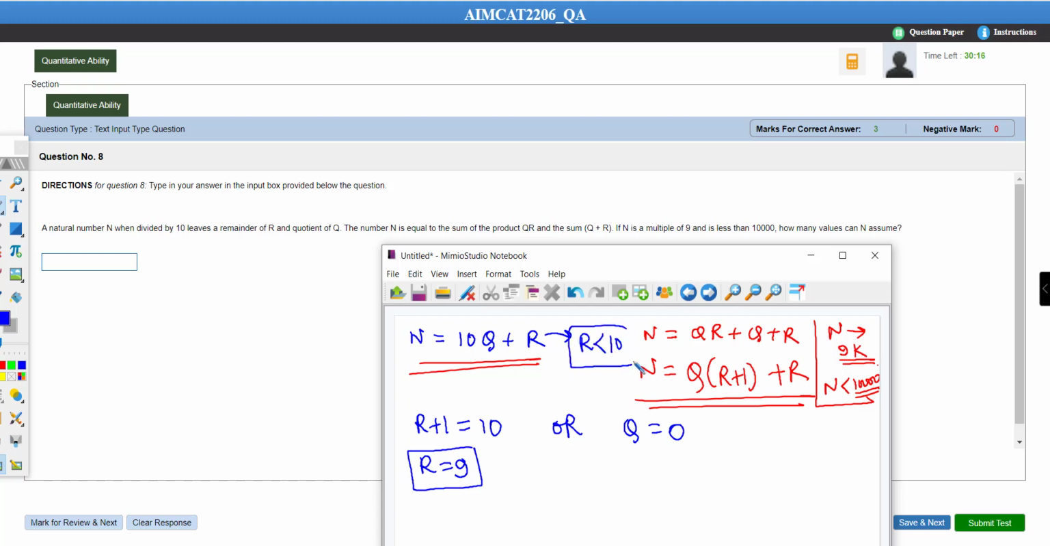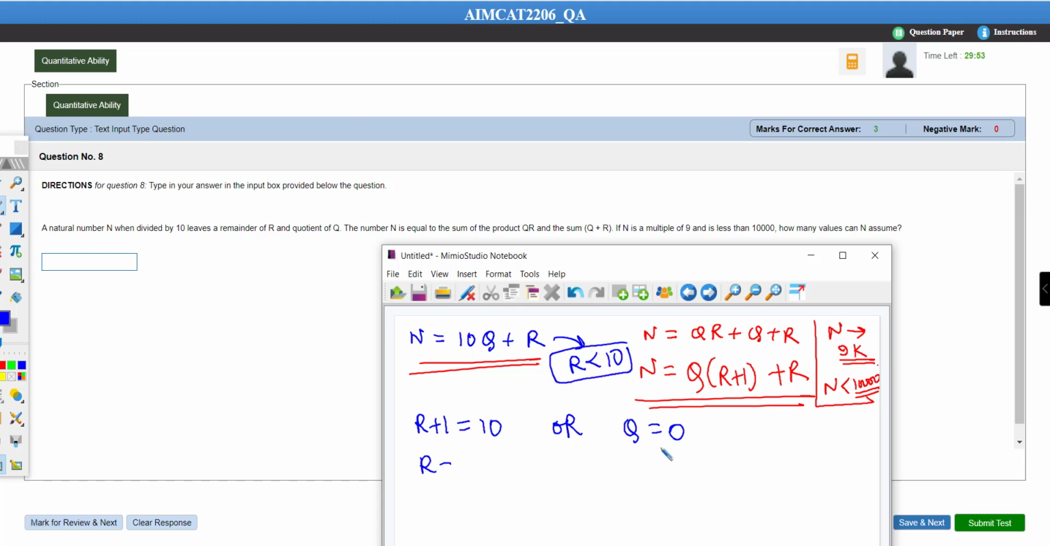Okay, so r is equal to 9. This is the one solution. Sorry, so one second, hold on, let me go back. r is equal to 9 is not a solution. Okay, hold on. Over here, from this we can conclude that the value of r has to be less than 10, because it is the remainder when divided by 10.